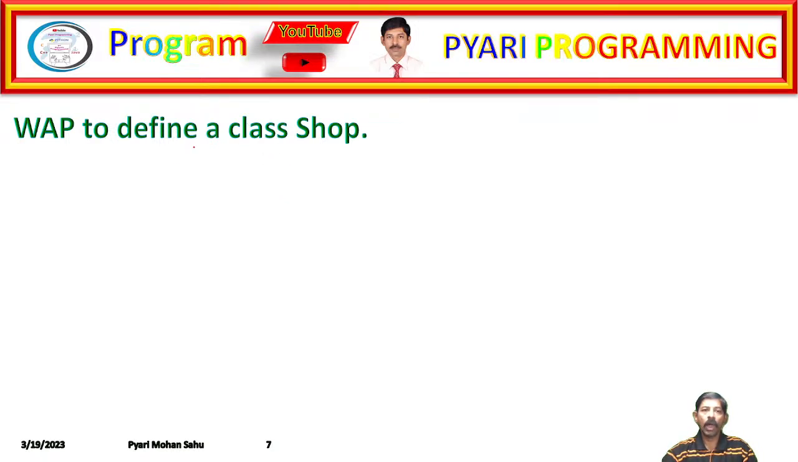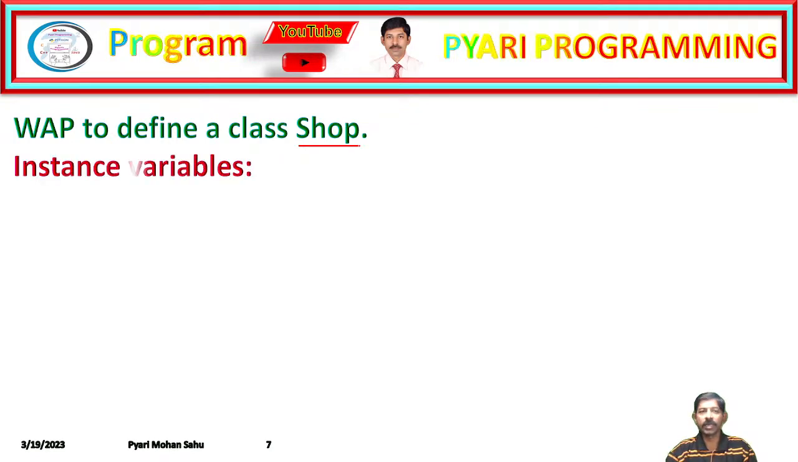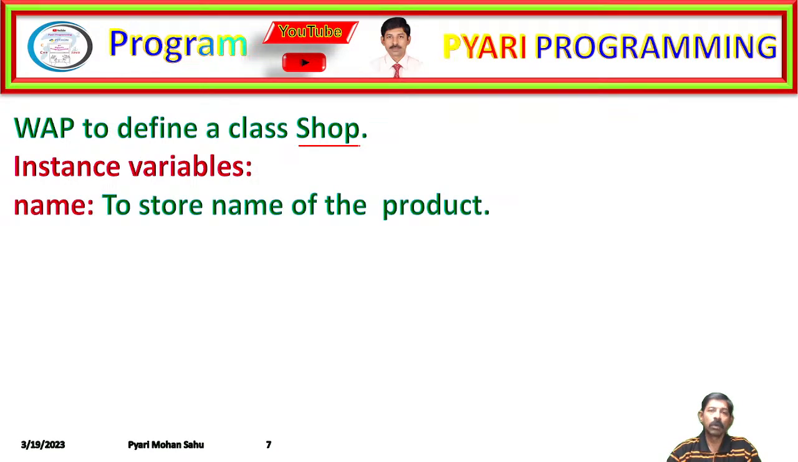Okay, we have to write a program to define a class shop. I need to define a class whose name is your shop. It is saying define the instance variables. What are the instance variable? We have an instance variable called name. What is the purpose of it? To store the name of the product. I need to store the product name.